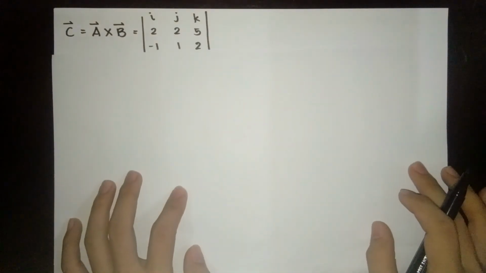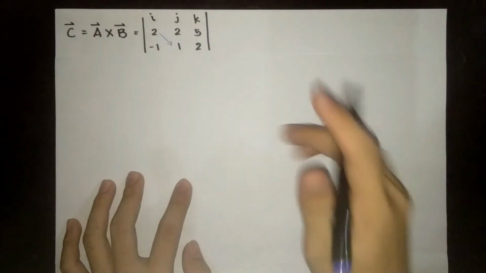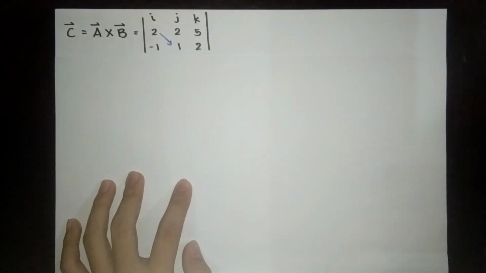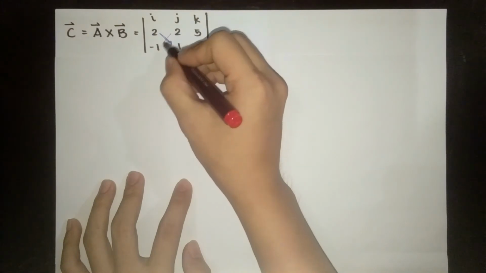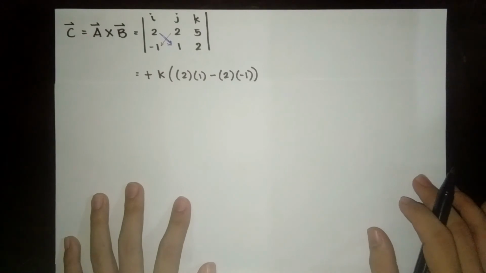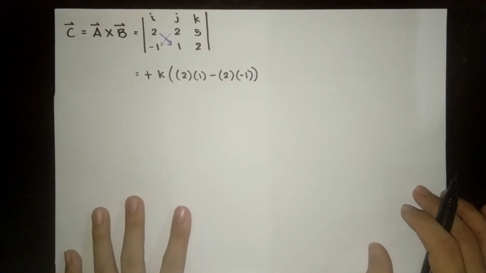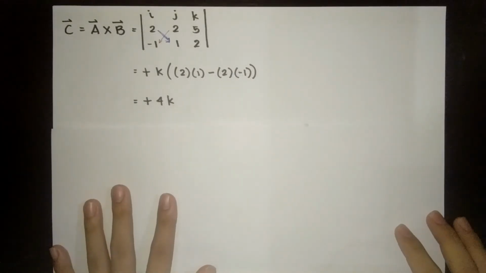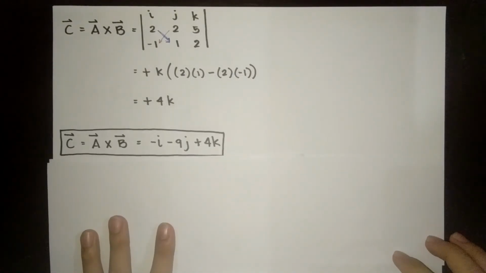And for the components of k, get the product of the second row of i and the third row of j, minus the product of the second row of j and the third row of i. And that gives us plus k times the product of 2 times 1 minus the product of 2 times negative 1, which is equal to positive 4k. So, the cross product of vector A cross vector B is equal to negative i minus 9j plus 4k.